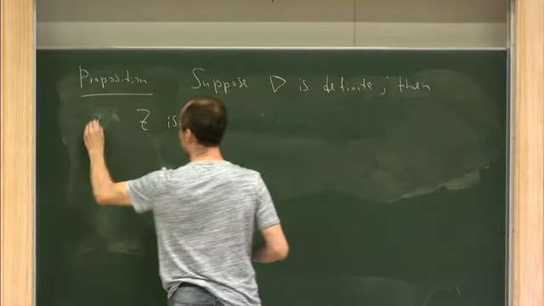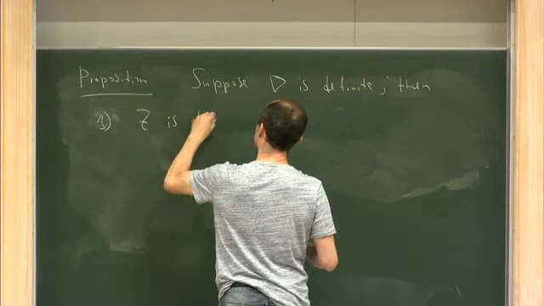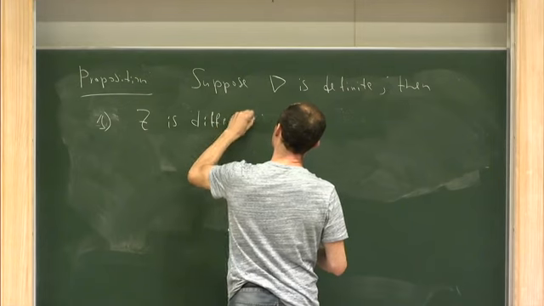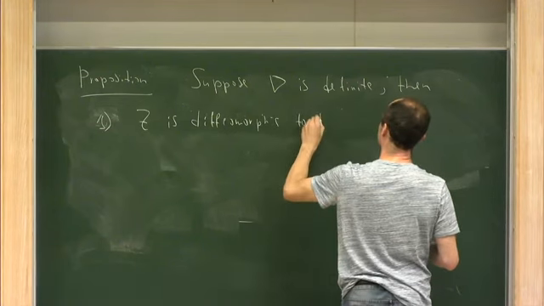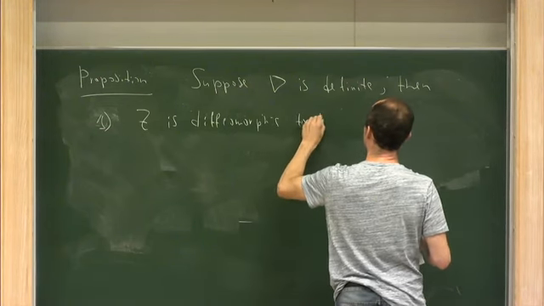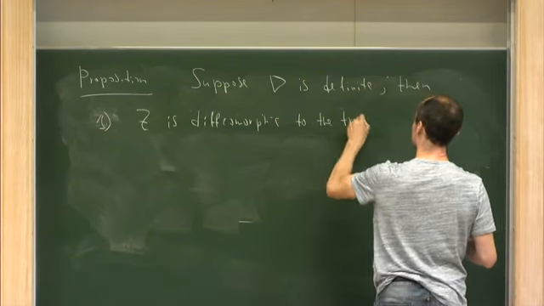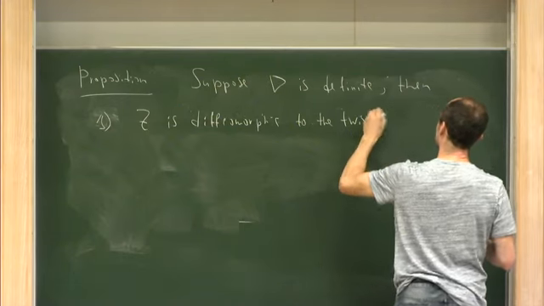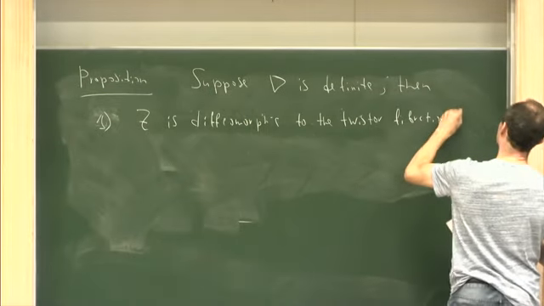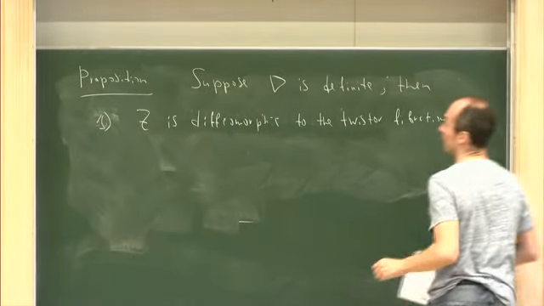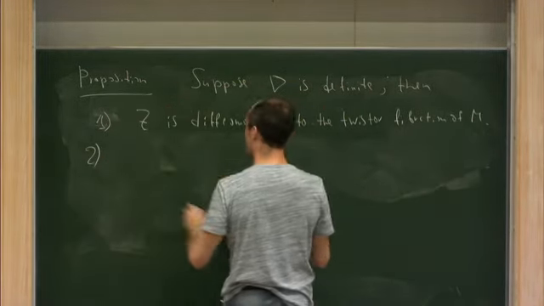Then we have two statements. First, that Z is diffeomorphic to the twistor fibration of M. This is the first thing, and then here we have two possibilities.